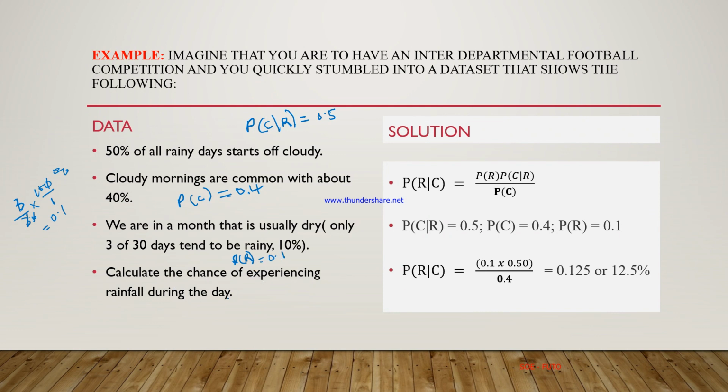Calculate the chance of experiencing rain during the day. So we can now calculate the probability of rain, given that we have a cloudy morning, by this formula that is here. When we plug in the values, P of R is 0.1, the probability of cloud given rain is 0.5, and the probability of cloud is 0.4. When we calculate it, we have this, and that is the conditional probability that we have rain given that we have a cloudy day.